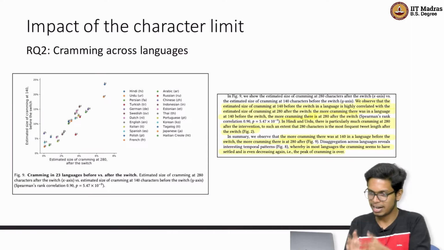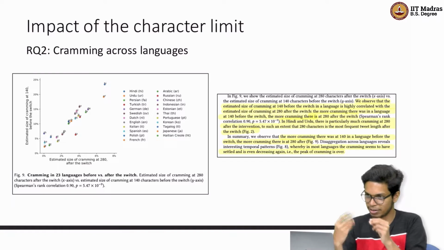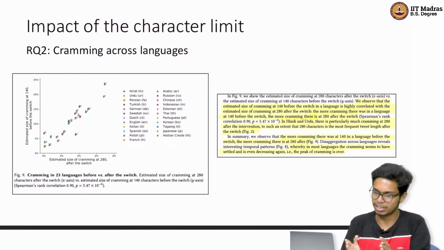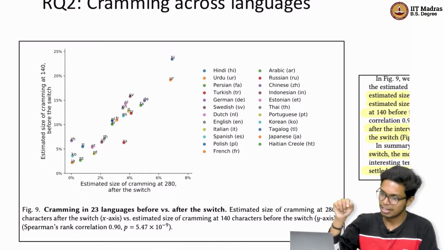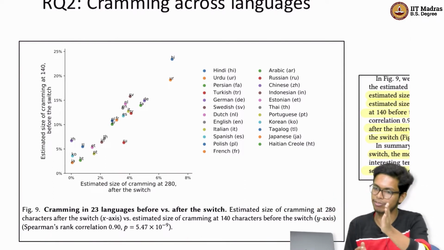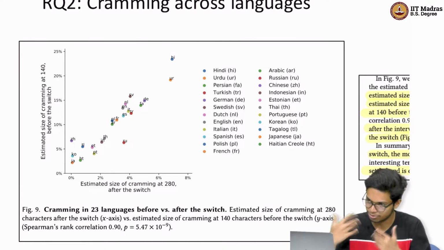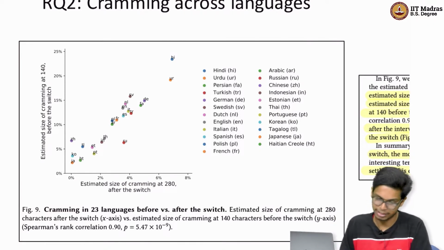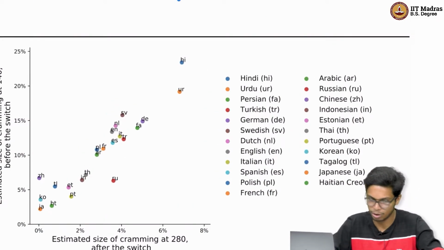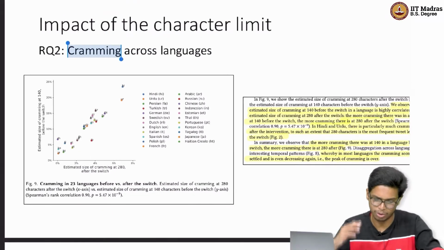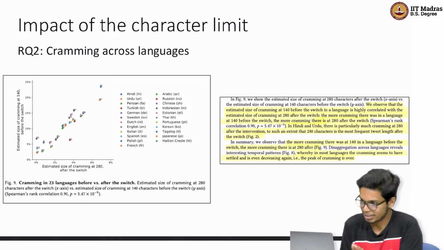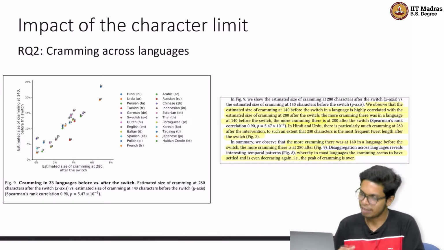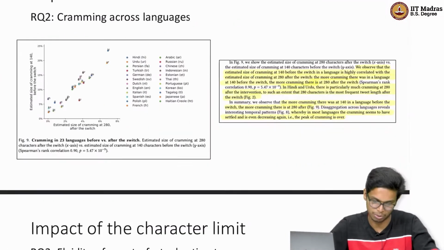So now you have data for each language, how much cramming happened in Hindi, let's say, or in English, before the 140 character limit was expanded and after it was expanded. This is a very simple plot, just telling you the Spearman correlation between the before and after estimates of the amount of cramming across all these languages. As you can see, Hindi and Urdu are right at the top, which follows from what we saw in the previous slide. The more cramming there was in a specific language before October 2017, the more cramming that language observed after 2017, even after the limit was relaxed to 280.